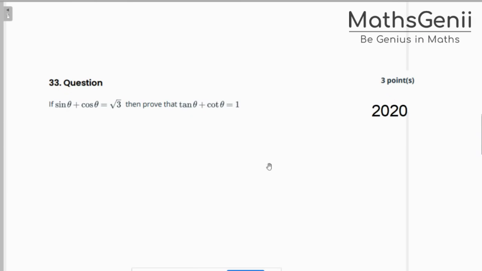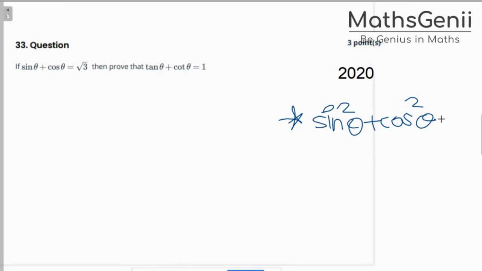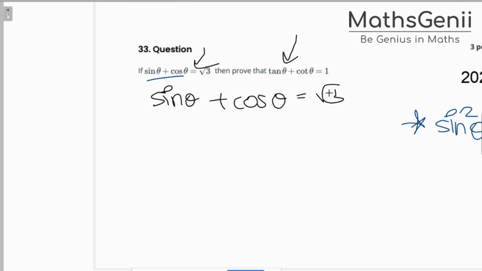A very, very easy question. I hope you remember one formula, which is sine square theta plus cos square theta is equal to 1. Students, I know this formula. What I can see here is sine plus cos. Can I see a square here? No. So I'll introduce a square by squaring. I'll first copy the question. I have to prove that this is equal to this. So the first part of the question I'm copying and squaring it.